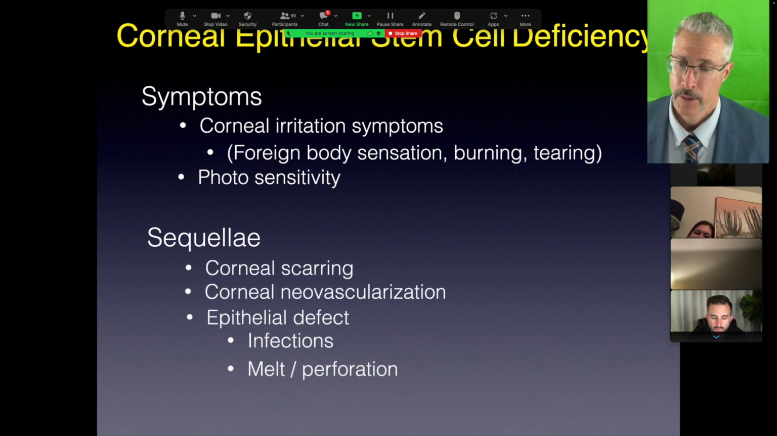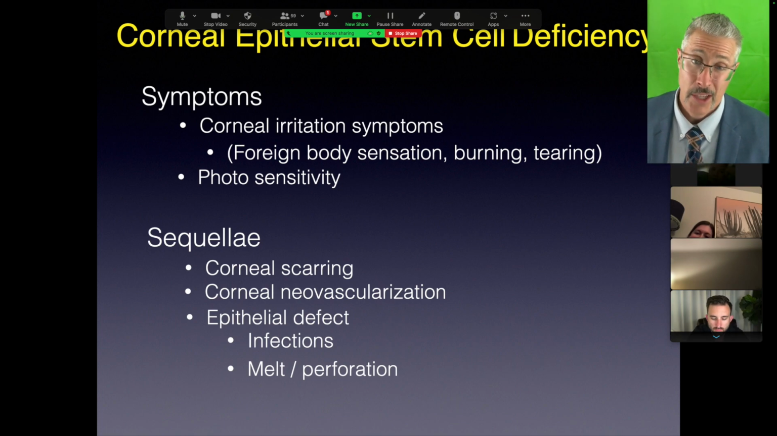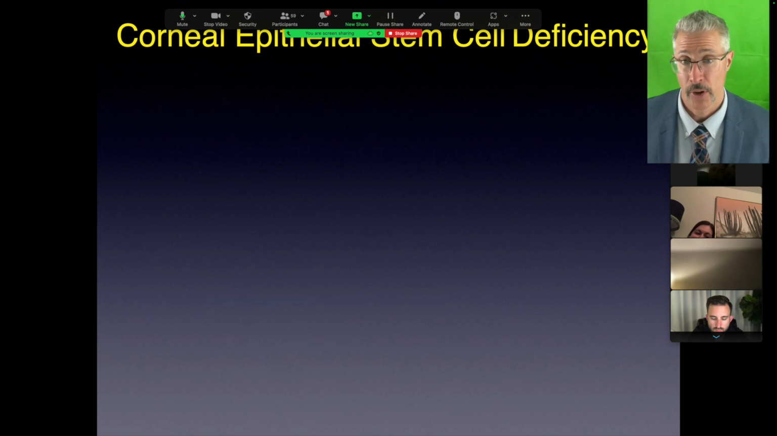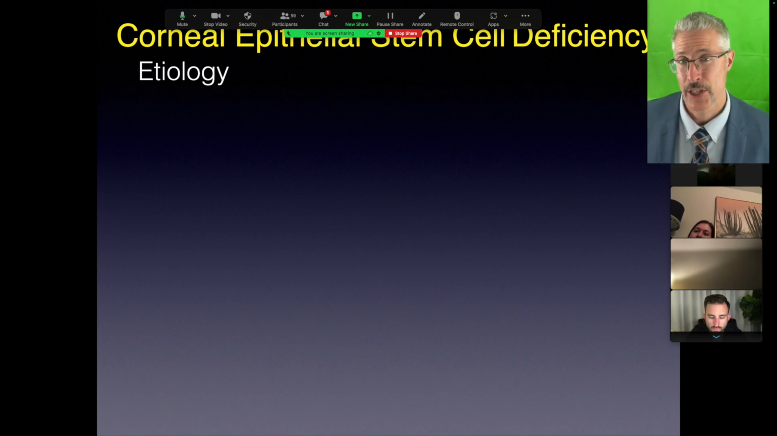Sequelae, just like all these others, you get the scarring defect. Neovascularization can come from any chronic inflammation, really. But if it's really in the epithelial cells, it makes you wonder about this condition. If it's in the stroma, you think about autoimmune keratitis, interstitial keratitis. So let's talk about the etiology.